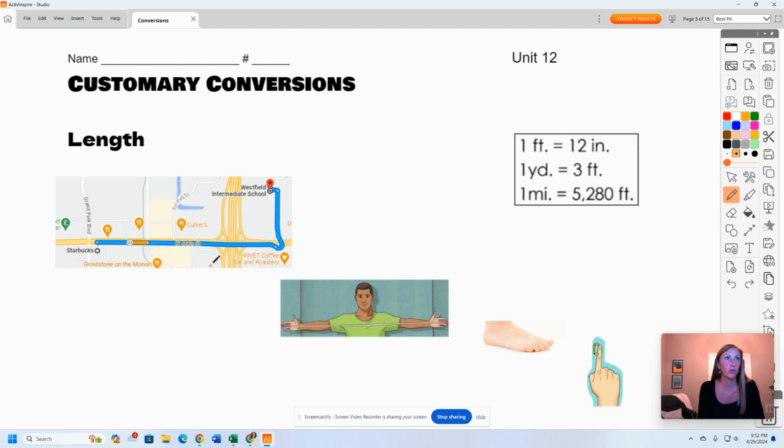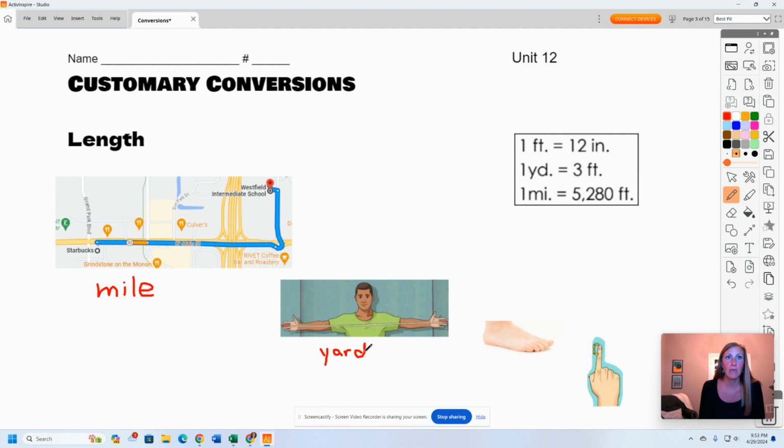So kind of your thought process here is I looked up a mile, and that would be like Westfield Intermediate School all the way to the Starbucks down by like past the Culvers and all of that. So this is considered a mile. So if you think about that distance, let's label that, those are miles. And then your wingspan, as I call it, your arm span, is about a yard. So we've used yardsticks this year.